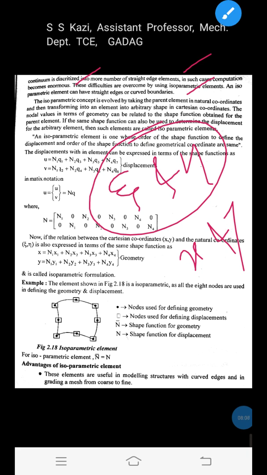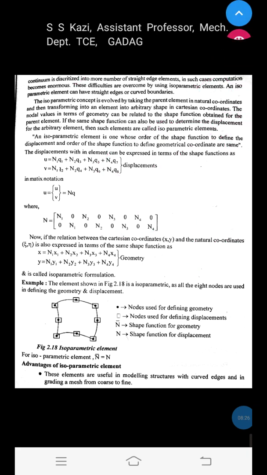Now if the same shape functions which are used to determine the displacement are used for determining the geometry, then these elements are called isoparametric elements. An isoparametric element is one whose order of the shape function to define the displacement and order of the shape function to define geometry are the same.